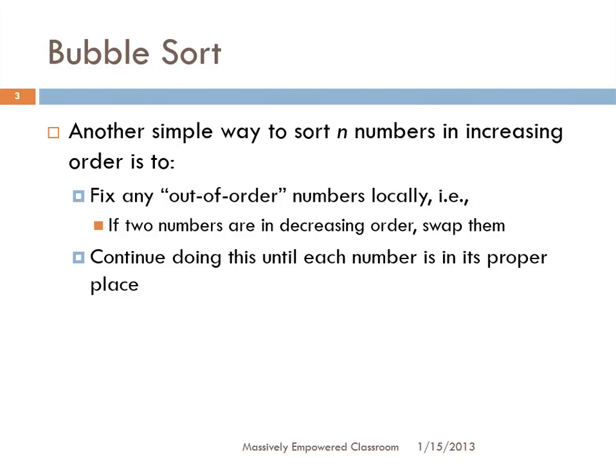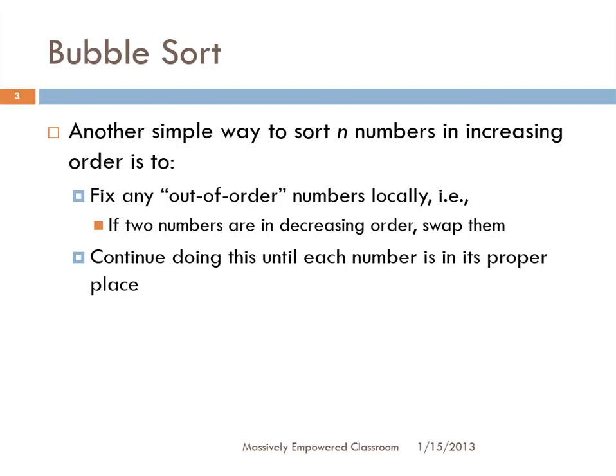In bubble sort, we do things slightly differently. Here, we locally do the sorting. We see any two numbers that are out of order and we exchange them. So we gradually improve the order of all the elements, and the numbers in a way bubble up to their final positions. Just like a bubble rises in water to the surface, each number bubbles up or rises to its correct position in the array.